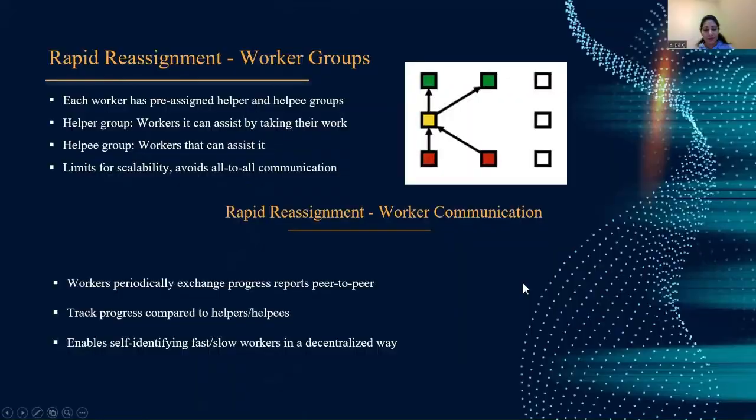And the next slide, worker groups, and the other one, worker communication. In rapid reassignment, workers are organized into pre-assigned helper and helpee groups. Helper groups consist of workers capable of assisting others by taking on their tasks, while helpee groups comprise groups that can receive assistance. This design with predefined groups ensures scalability by avoiding the need for all-to-all communication, which can become inefficient as the number of workers increases.